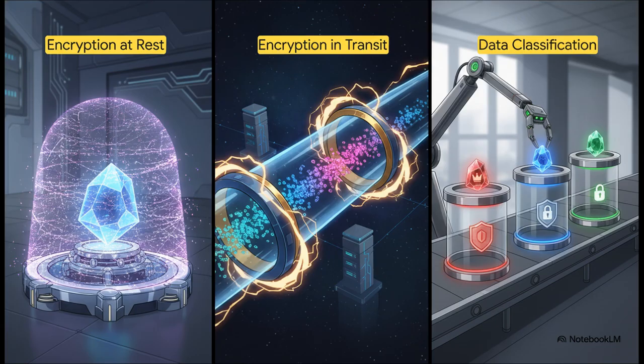First, all the data is scrambled or encrypted while it's just sitting there in storage. That's known as encryption at rest. It's also scrambled while it's moving from one place to another. That's encryption in transit. And really importantly, data gets classified based on how important it is. That way, the company knows if it's protecting a simple public notice or actual state secrets.